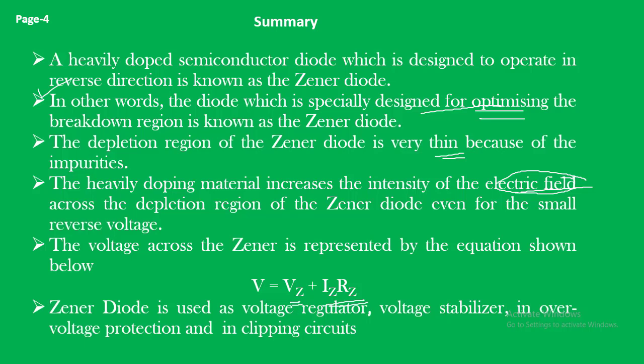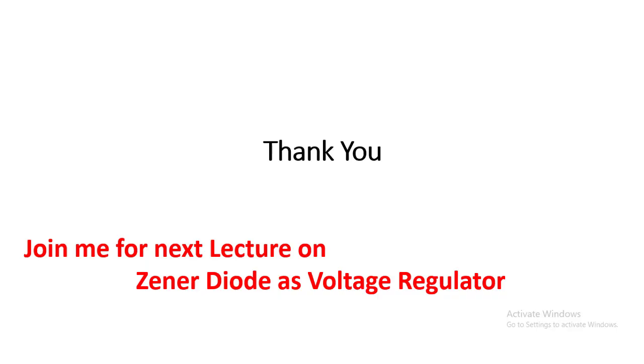Zener diode is used as a voltage regulator, voltage stabilizer, in over voltage protection, and in clipping circuits. These are some applications of Zener diode, and the popular one is the voltage regulator. So join me for the next lecture where we will be discussing Zener diode as a voltage regulator.